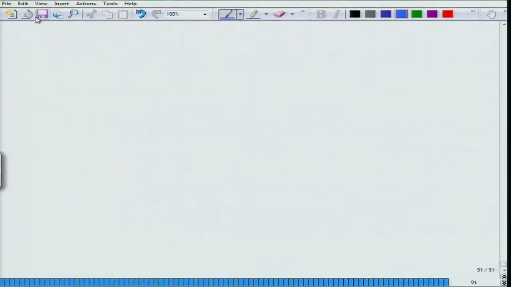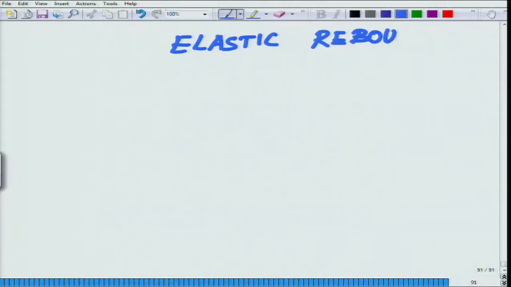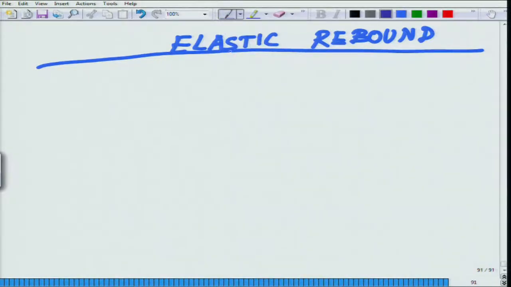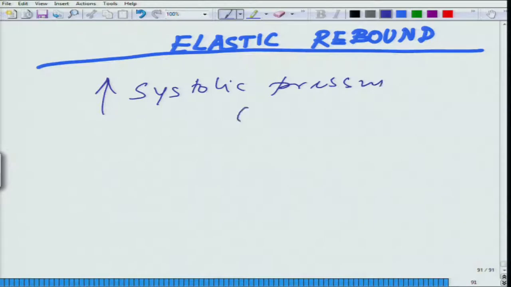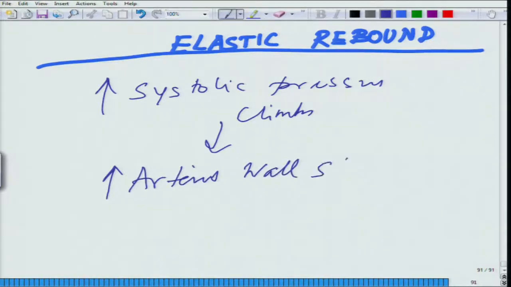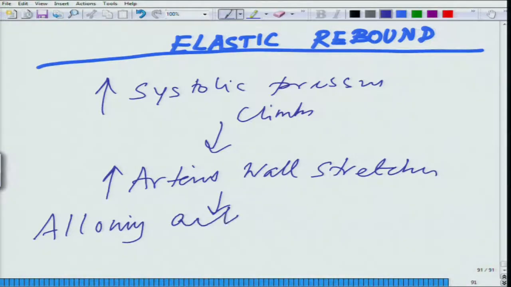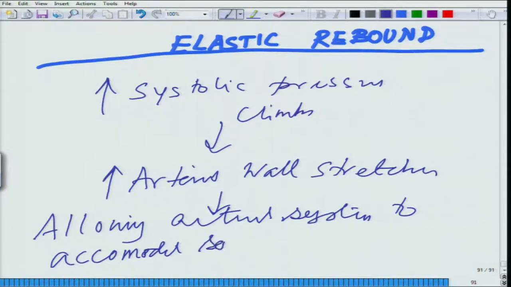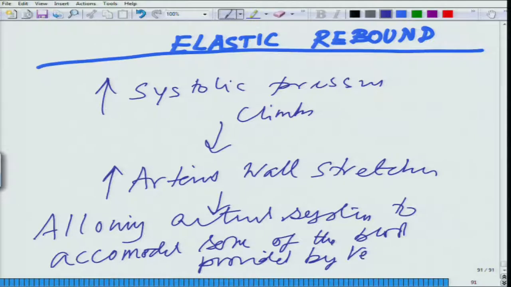Let me put it in terms of a definition, how elastic rebound will look. Elastic rebound is essentially a situation like this. There is an increase in systolic pressure. The first step leads to the arterial wall stretching. Then this allows the arterial system to accommodate some of the blood provided by ventricular systole.